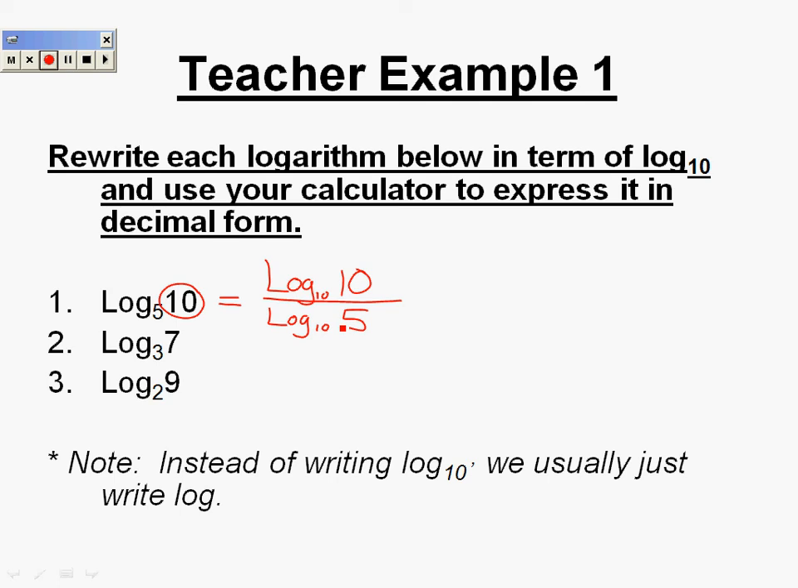That's 1. Anytime the base matches that number, then it's 1. So that one we don't need to do any calculator work for. But for the bottom, we do need to use our calculators. Your calculators are usually set in log base 10 already.